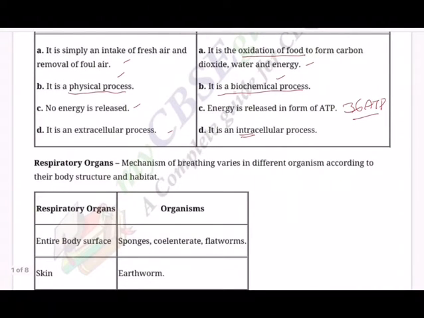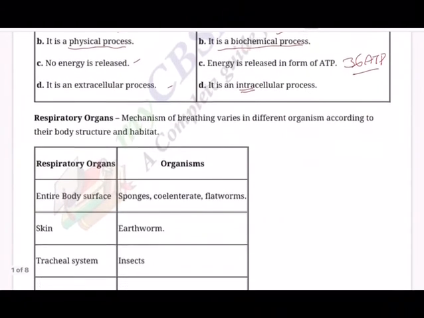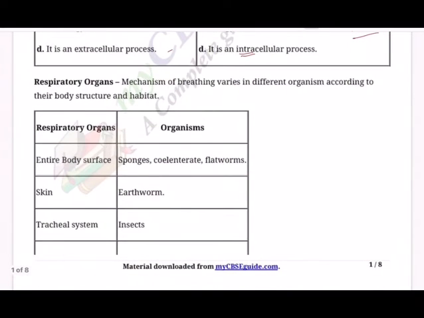The mechanism of breathing varies in different organisms according to their body structure and habitat. Different organisms have different structures, respiratory organs, that help in breathing as well as respiration. What are those? Let's see. In lower animals like sponges, coelenterates and flatworms, it is the entire body surface that helps them in breathing as well as respiration.